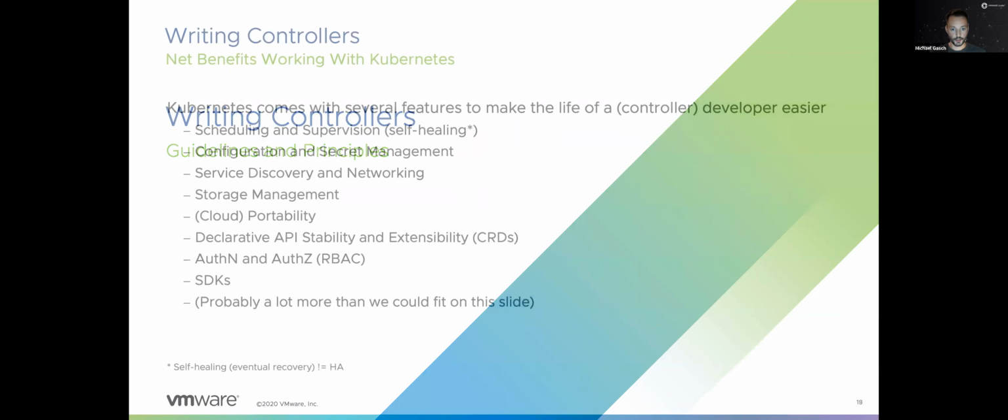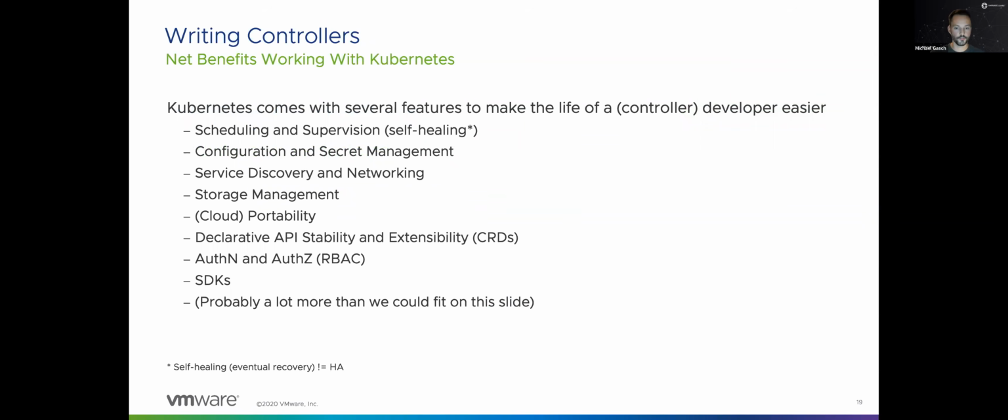Okay. Lastly, some advice or things that might help when writing controllers. So why would you want to write a controller at all? Yes, you do want to extend Kubernetes. You might want to have some system that you want to automate and lifecycle manage. And Kubernetes gives you a lot of capabilities right out of the box. For example, you get scheduling and supervision, self-healing for your system that you don't have to bake into your own system. If your container or your controller crashes, then Kubernetes will make sure to restore it.